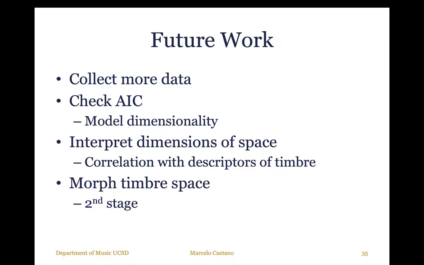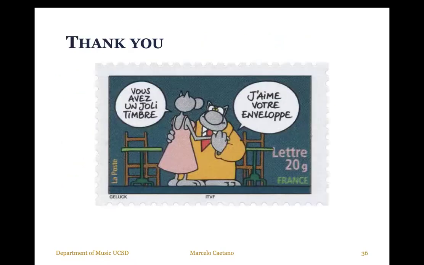And for future work, we need to collect more data, probably in person rather than online. I need to check the AIC to make sure that 3D is the best model for the data, interpret the dimensions of the resulting space, correlate with descriptors of timbre, and try to interpret what those dimensions mean, and then go on to do the second stage of the research, adding the morphs.